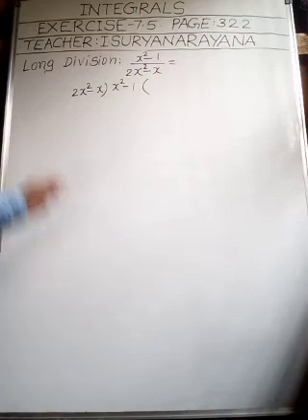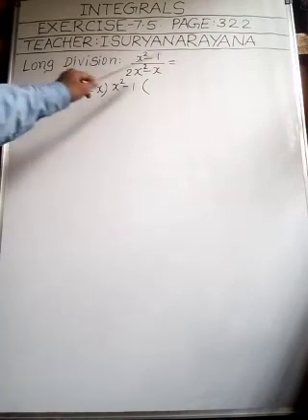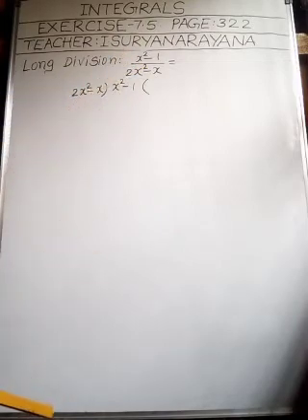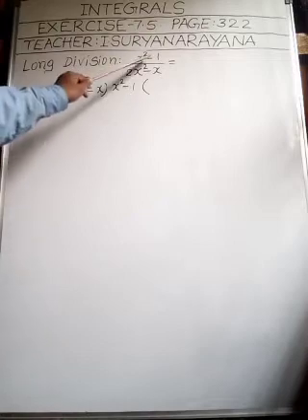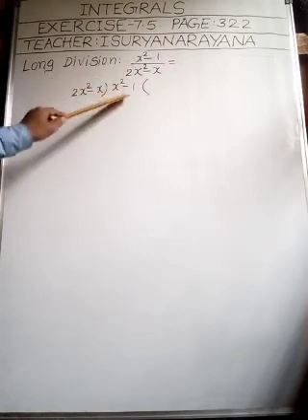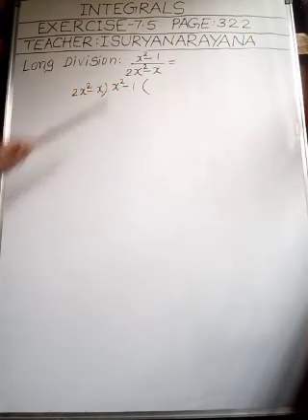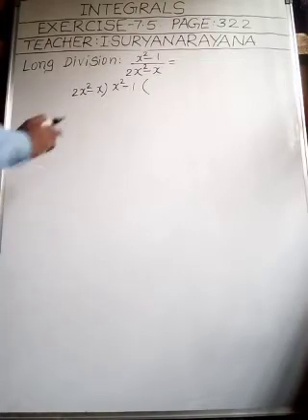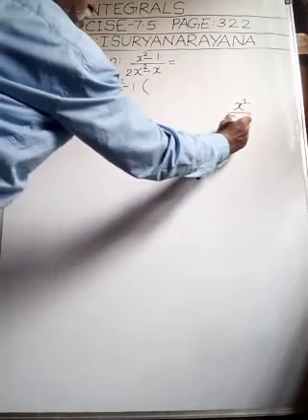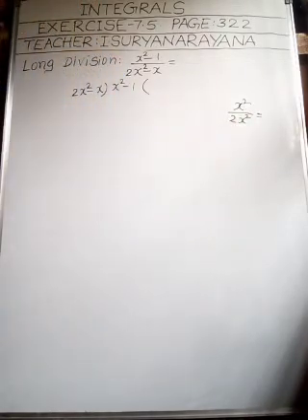Now come to this part, my children. Long division. We are converting this improper rational function into a proper rational function with the help of long division. So here we have to divide this polynomial by this polynomial. I wrote here x square minus 1. How do you divide? We take the first term. What is the first term here? x square, divided by the first term here, 2x square. Do you remember these steps, my dear children? Long division: dividing a polynomial by another polynomial.